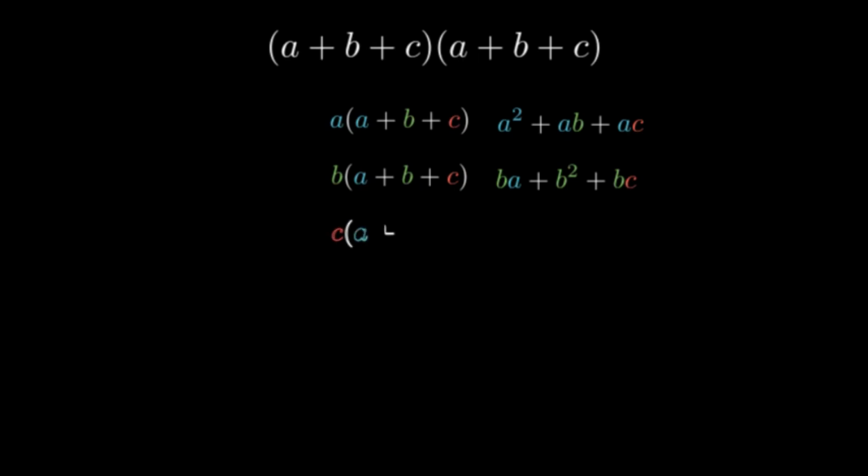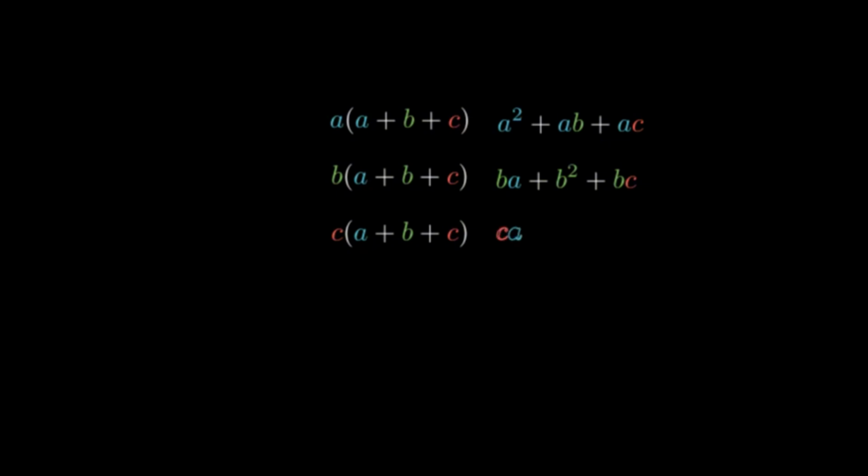Now we need to complete our expansion by handling the third part. Here, we'll multiply c by each term in the second factor, a + b + c, just as we did with a and b. First, we multiply c by a. We get ca, which is the same as ac due to the commutative property of multiplication. Next, when c is multiplied by b, we get cb. Again, this is equivalent to bc that we found in our second row. The order doesn't matter in multiplication.